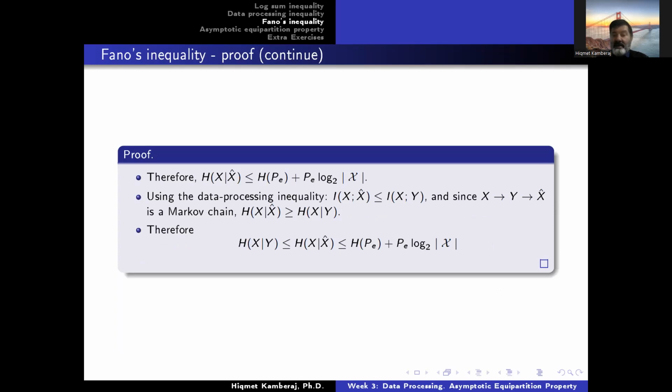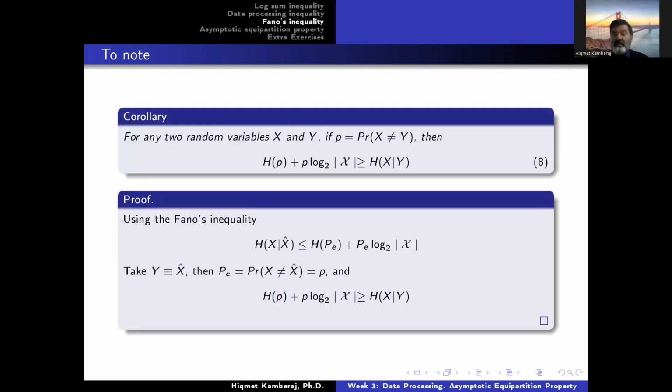Using the data processing inequality, which we showed before, the mutual information between x and x hat is less than or equal to the mutual information between x and y. And since x, y, x hat forms a Markov chain, the entropy of x given x hat is greater than or equal to the entropy of x given y. Therefore, we can write that the entropy of x given y is less than or equal to the entropy of x given x hat, which is furthermore less than or equal to the entropy of P of E plus P of E log with base 2 of the cardinality of chi. This is what we wanted to prove.